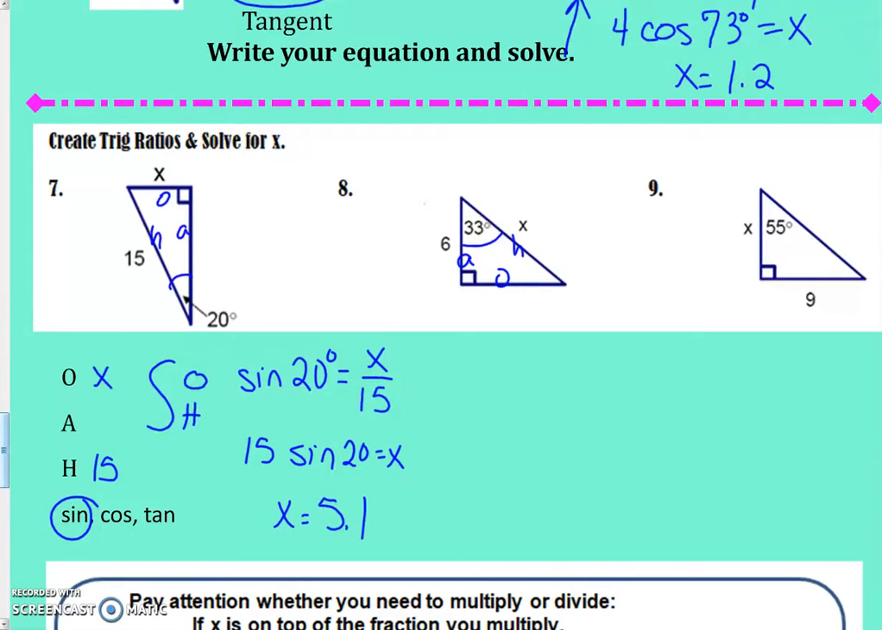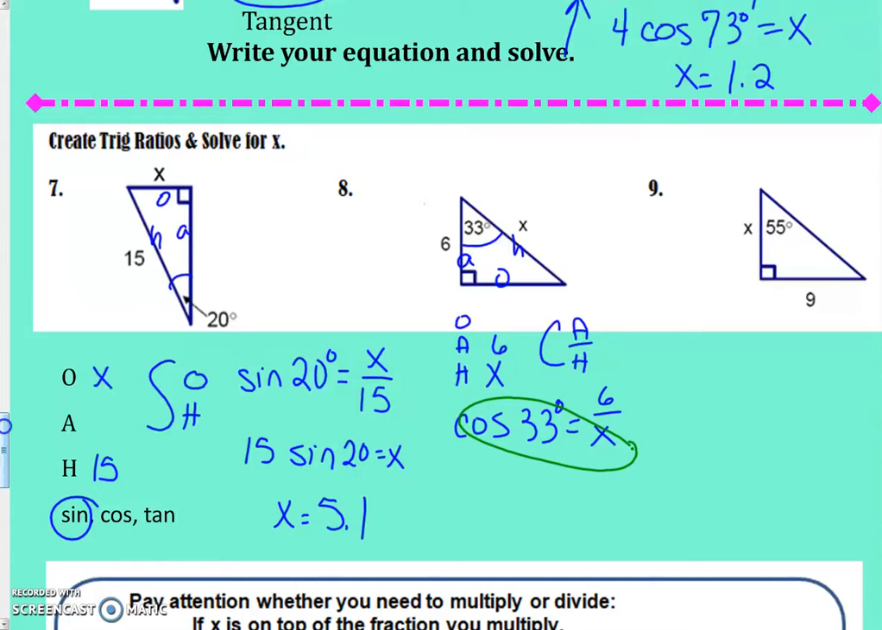OAH. So I know I have, if I do OAH, I don't know my opposite. My adjacent is 6. My hypotenuse is x. A and H, that's CA, so CA TOA. So that's going to be cosine. So I'll have cosine of 33 degrees equals adjacent over hypotenuse. Now this is the first one we've had where the x is on the bottom of that fraction. So you have to do something a little bit different here. You're going to have to exchange these two numbers.